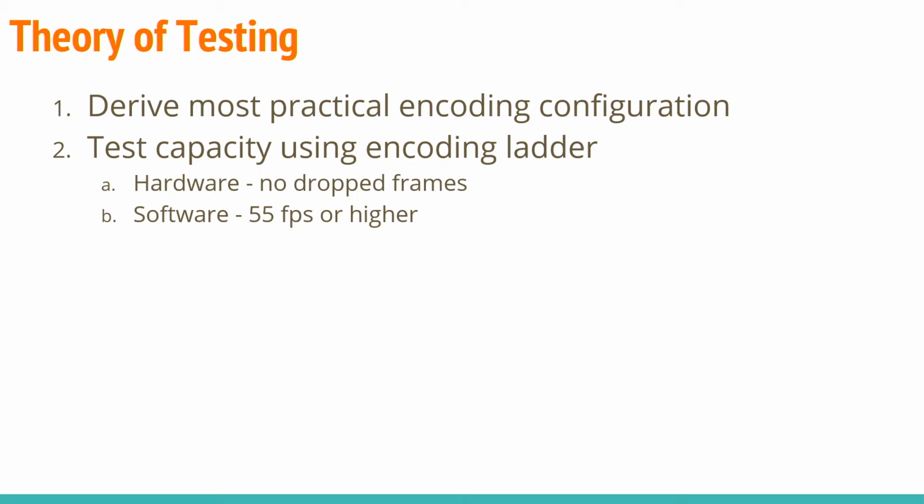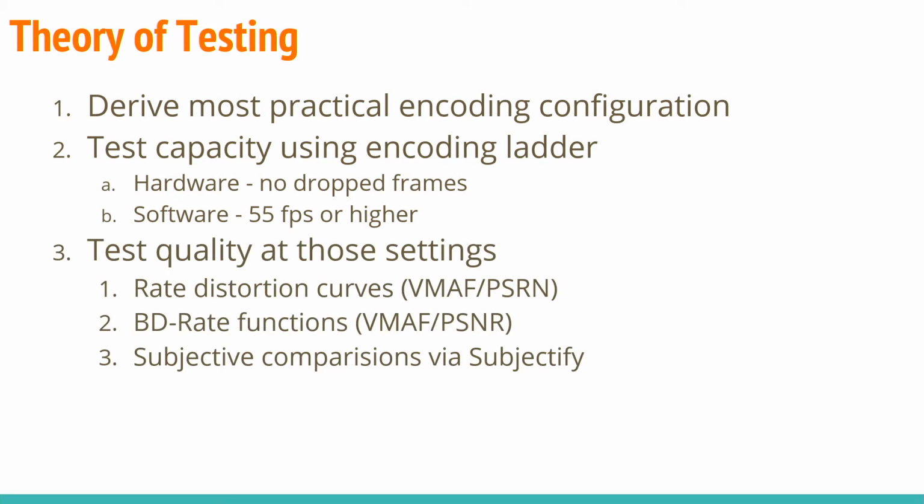So if a system cost us $1 an hour and we could produce 2 full encoding ladders, the cost per hour was 50 cents. For hardware, we accepted no drop frames. For software, it was 55 frames per second or higher. And then we tested quality at those settings using all this stuff that you'll see, the rate distortion curves, BD rate functions, and I'll cover what these are when we get there. And then subjective comparisons via Subjectify, which is the service I just mentioned.